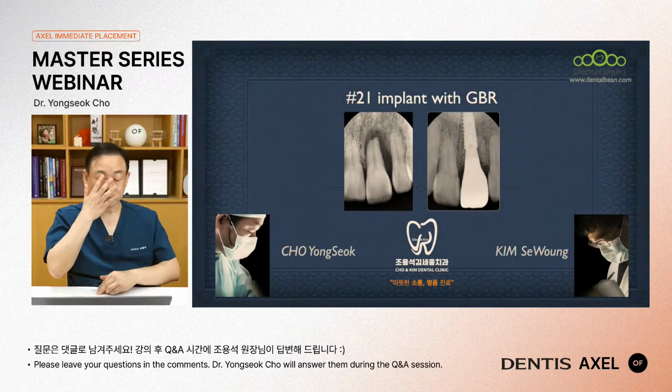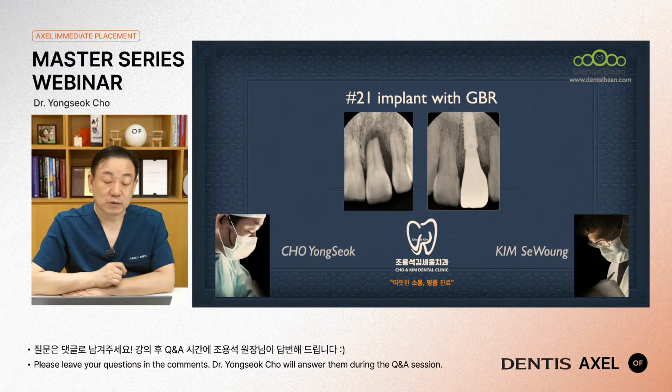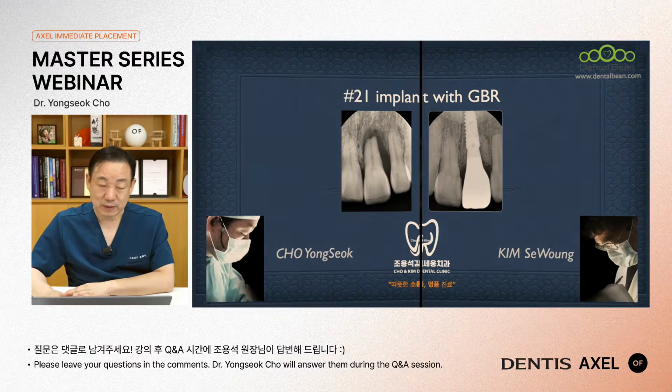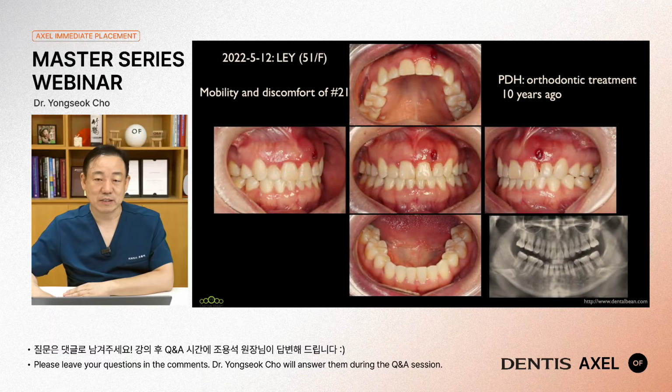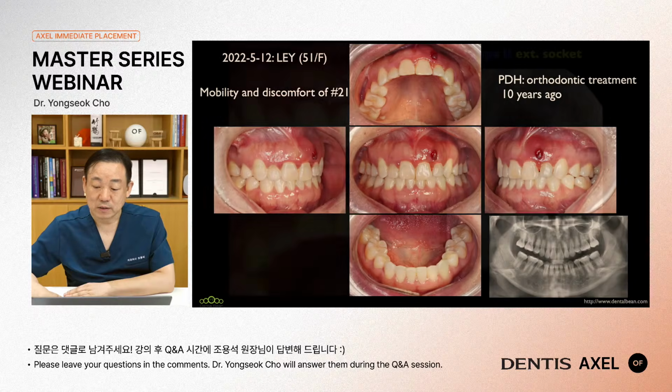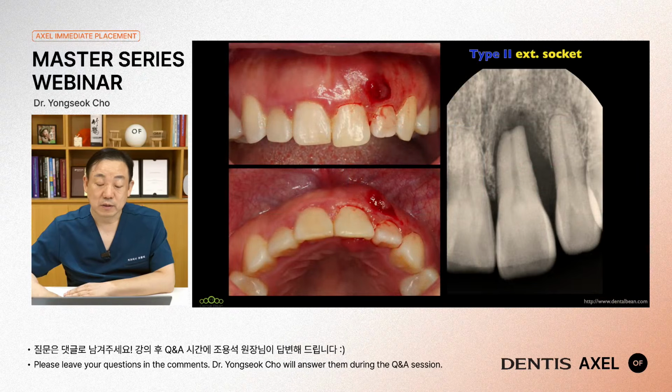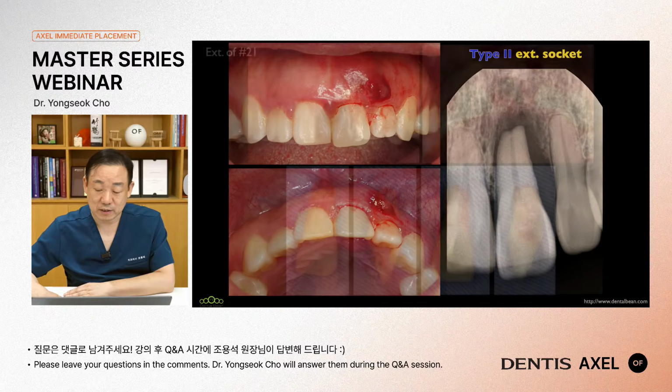Here is a patient who has severe mobility on the left maxillary central incisor. It was severe mobility with fistula, and type 2. Gingival height is not bad. So it is a type 2 extraction socket.